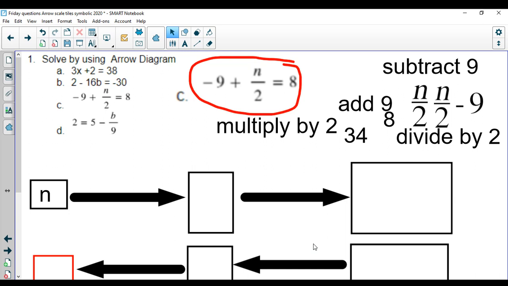We're going to do some questions from Friday's work. I have a few people that are emailing me, so I'm going to go through one of each. Let's start with the arrow diagram. I'm doing C, which is circled in red here: -9 plus n over 2 equals 8.